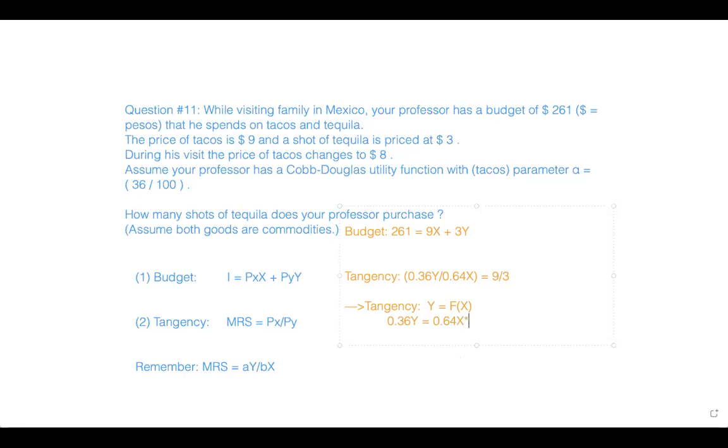And then the 9/3 we know is just going to be 3, right? So that's kind of an intermediate step. Does that make sense, William? Yeah. And then I'll go ahead and divide both sides by 0.36, and I'll get y is equal to 0.64x.